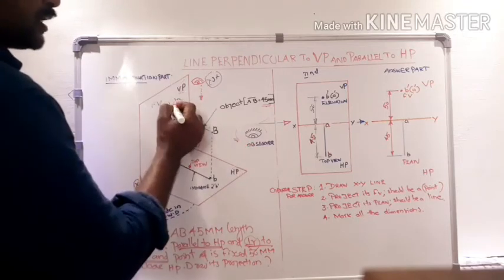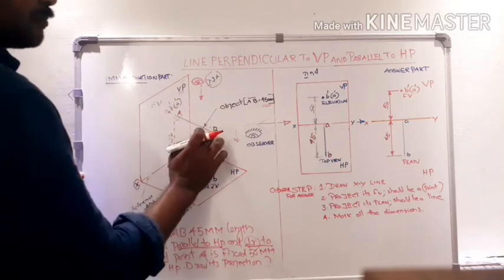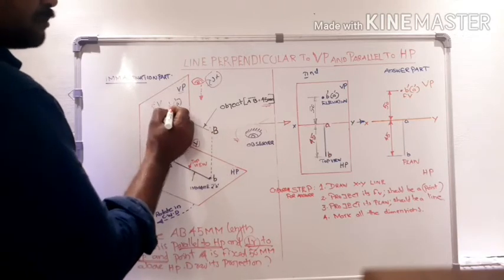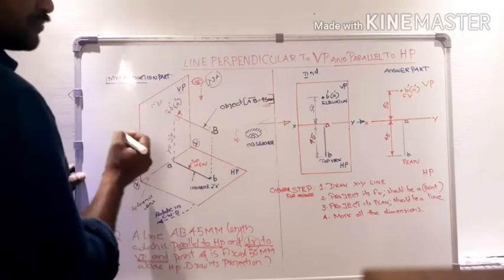So we put it into the bracket. Now draw its point B towards this direction. Then that point is marked as B dash. Now our front view is complete.